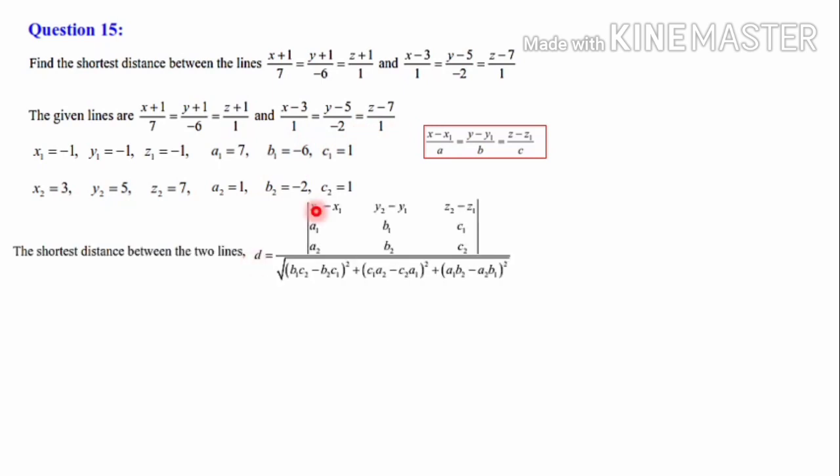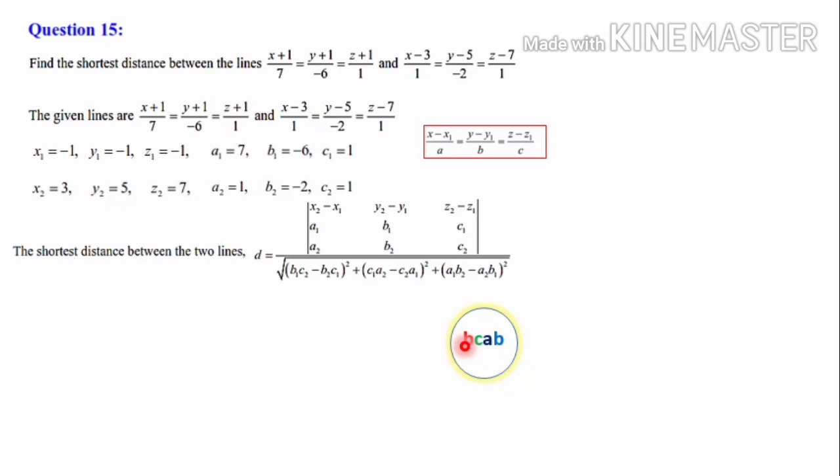D is equal to the determinant x2 minus x1, y2 minus y1, z2 minus z1, a1 b1 c1, a2 b2 c2, divided by the root of (b1 c2 minus b2 c1) the whole square plus (c1 a2 minus c2 a1) the whole square plus (a1 b2 minus a2 b1) the whole square. While explaining this formula, I told you that there is a shortcut or a short form. Better to memorize it.